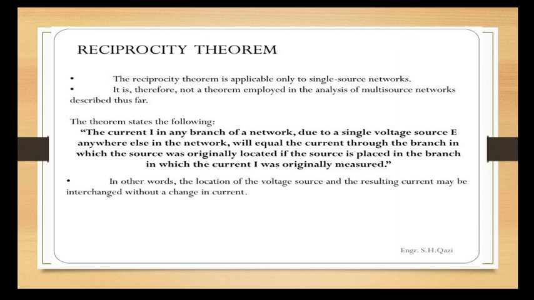The statement simply means that the location of the voltage source and the resulting current can be interchanged without a change in current. That means in a circuit we have a single source, and that voltage source and the current in any branch can be interchanged so that there will not be any change in current.